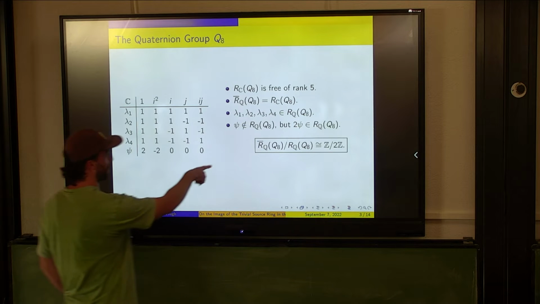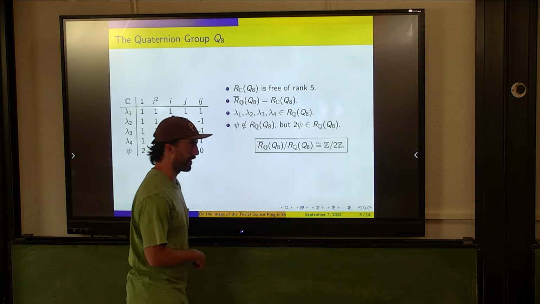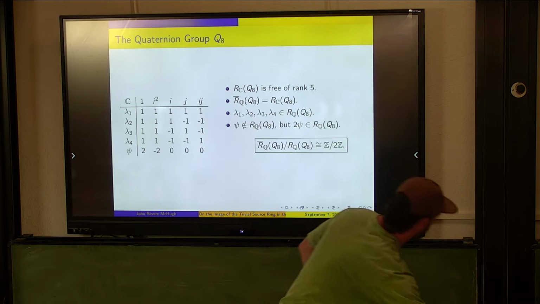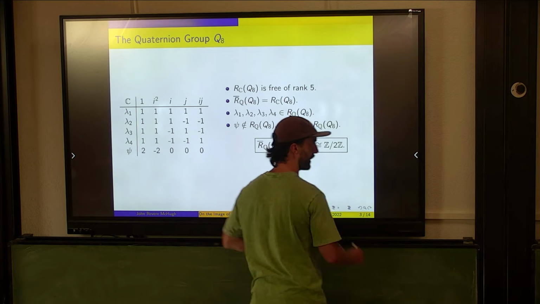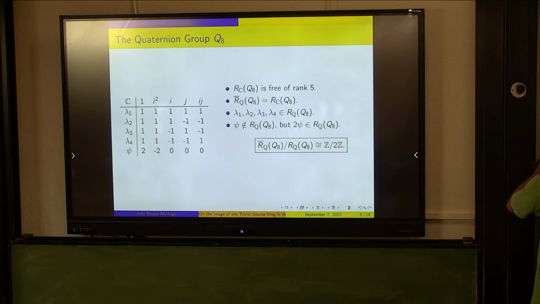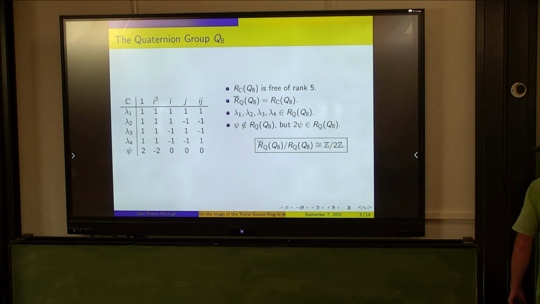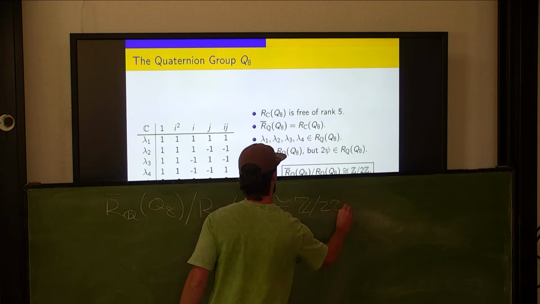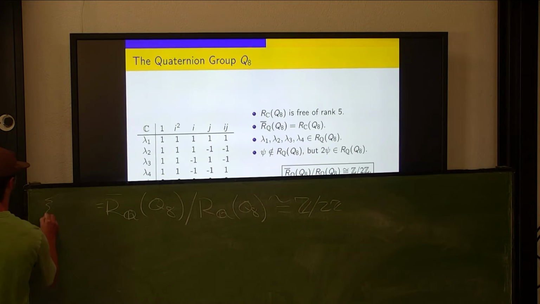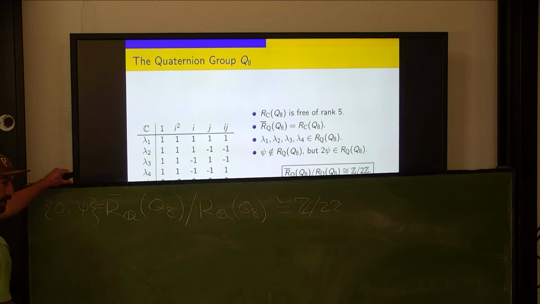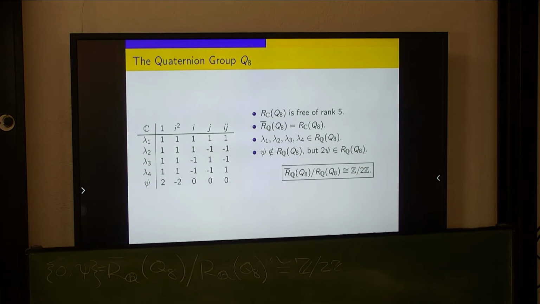And so therefore, if you were to compute this quotient, you would get Z mod 2Z. So this will also turn out to be important. Maybe I'll write it here. So R-bar_Q over R_Q is isomorphic to Z mod 2Z. And it's because there's this one bad character sticking out. The elements I can think of as 0 and psi. Of course, this is actually the coset containing psi, but okay.